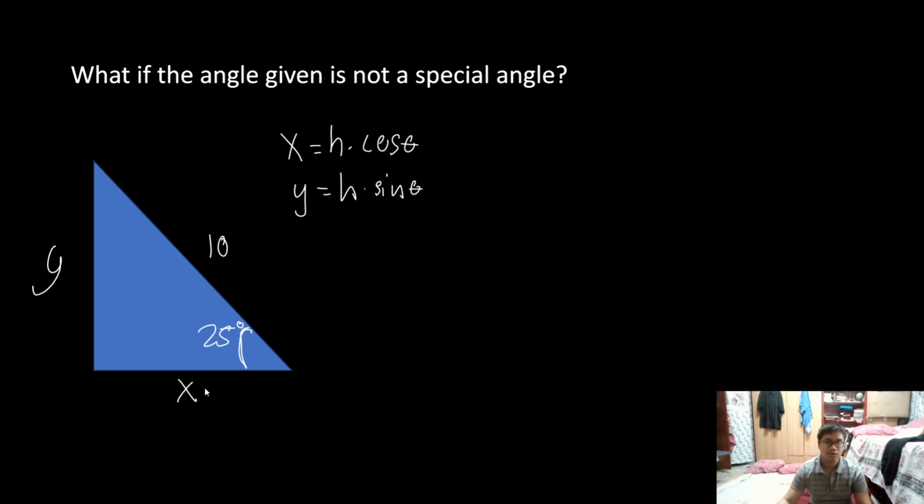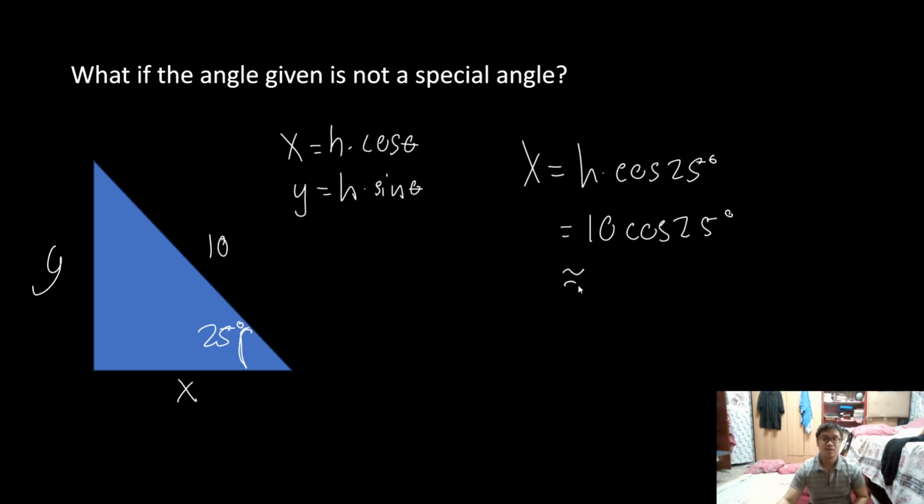Okay? So how to find your x? Your x would be hypotenuse times cosine theta. Your theta here is 25 degrees, and your hypotenuse is your 10. So your x is 10 times cosine of 25 degrees. So what is your answer here? 10 times cosine 25 will give you approximately 9.06.